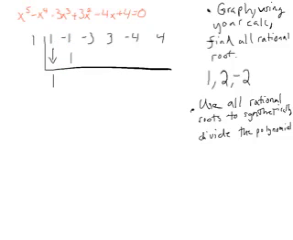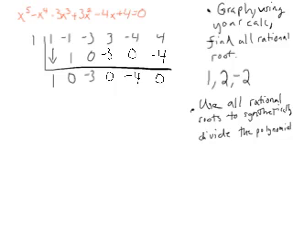So -1 plus 1 is 0. 0 times anything is 0. -3 plus 0 is -3. -3 times 1 is -3. We add the two together. 3 plus -3 is 0. 1 times 0 is 0. -4 plus 0 is -4. And then -4 times our 1 out in front is going to give me -4.